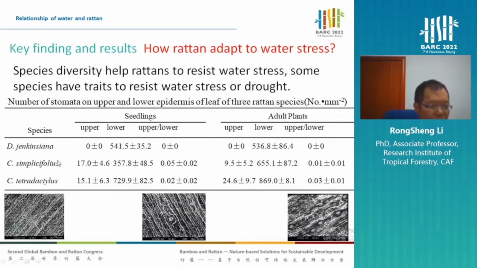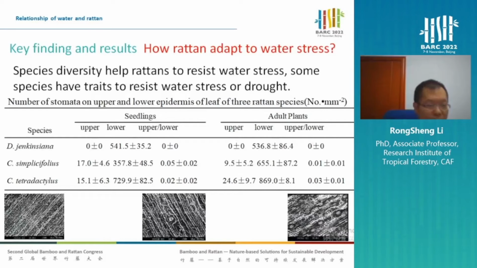Daemonorops jenkinsiana doesn't have any stomata on the upper surface, and has the least number of stomata on the lower epidermal surface of the leaf. This means Daemonorops jenkinsiana has higher resistance to water stress or drought than the other two species, so it acclimated to the drier situation caused by global deforestation and climate change.